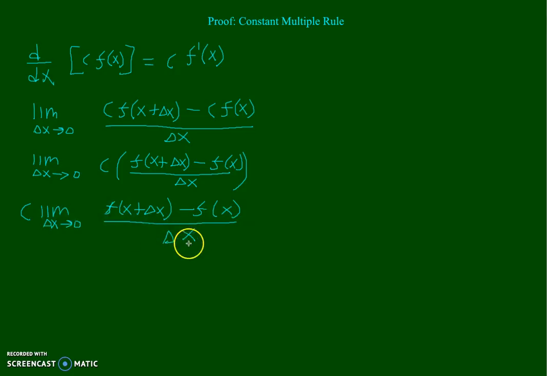And by the limit definition of a derivative, this is simply the derivative of f of x. So we're left with c times f prime of x. And there you have it, the derivative with respect to x of some constant times a function f of x equals the constant times the derivative of the function of x.